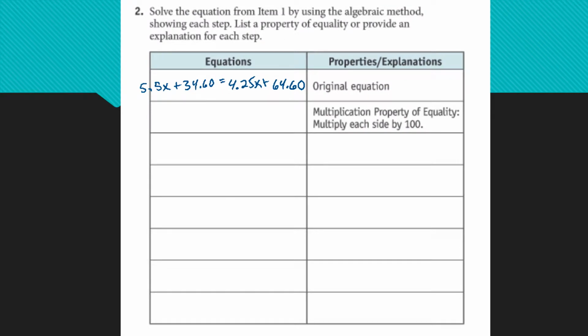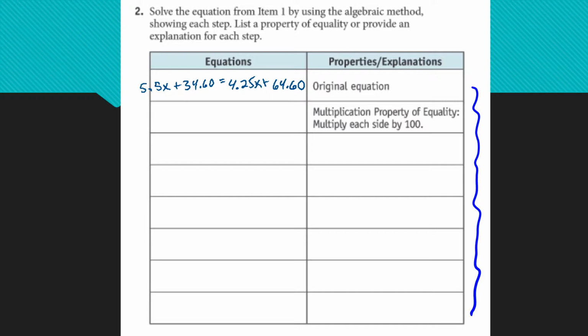All right, now they want us to solve our equation by using the algebraic method, and then show each step and list a property and provide an explanation for each step. Listing properties is not necessary to solve equations, but the reason they're asking us to do it is when we get to our geometry units in a few weeks and we start doing two-column proofs, knowing how to say what we just did to get to the next step is going to make things a lot easier for us.